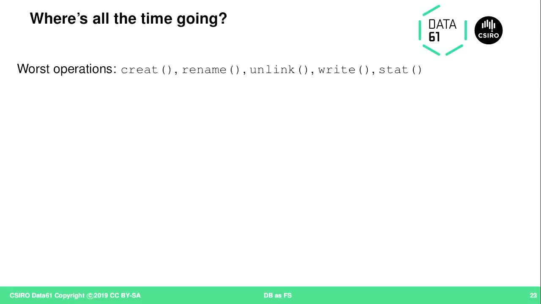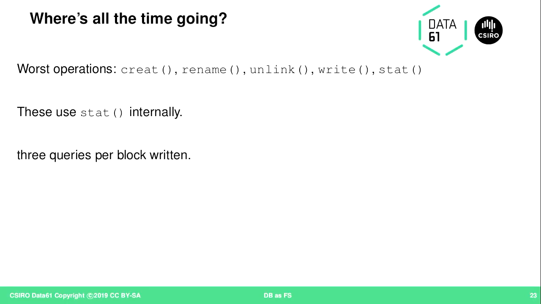The worst offenders are create, rename, unlink, write, and stat, which are using getattr internally and do all that funky joins in order to find all the nlinks. If we cache nlinks, we should be able to get faster.